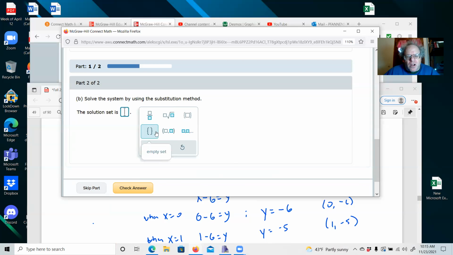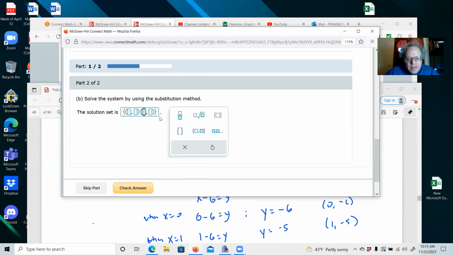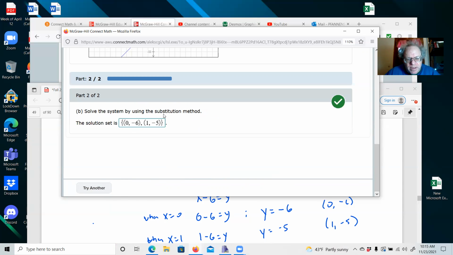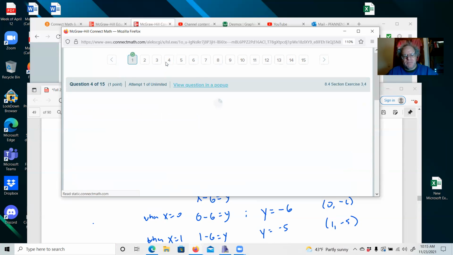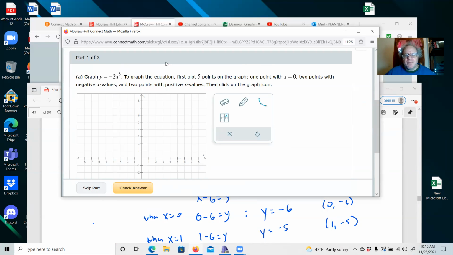Oh, that's the empty set. Sorry, we want this, and then this guy, and that's on this guy. Okay, I didn't want the empty set. So we have 0, negative 6, and 1, negative 5. Okay, and that's our solution set. Let's go ahead and check. Right, and then we're set to go on to the next one. I'm going to skip a couple.